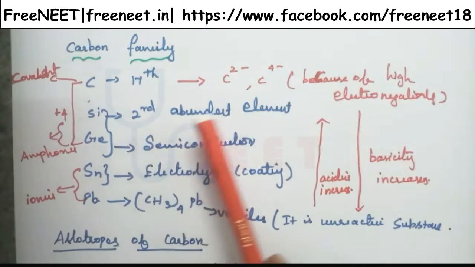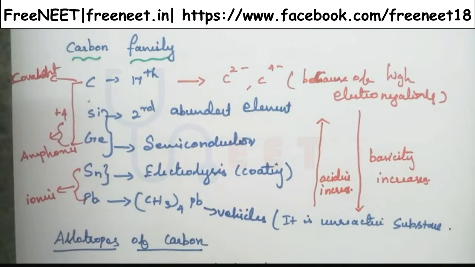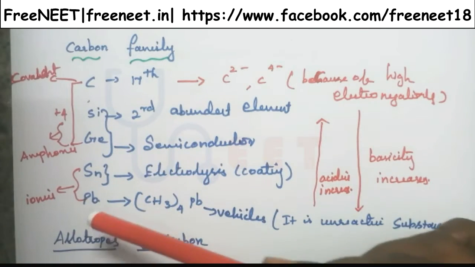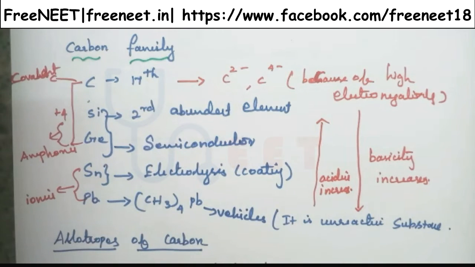Now we are going to see about the carbon family. The carbon family contains carbon, silicon, germanium, tin, and lead. Here, carbon only has a pure covalent bond.